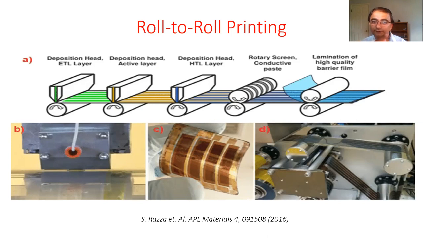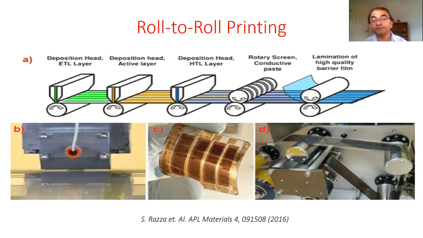So there are different heads. You can see 5 heads for 5 layers. You can deposit 1 layer, 2 layers. You can even change the gap between the blade and the substrate. You can have different parameters for every different ink, and you put them all in simultaneously and run the roll to roll printing, and it will print the whole solar cell or whole electronics for you.